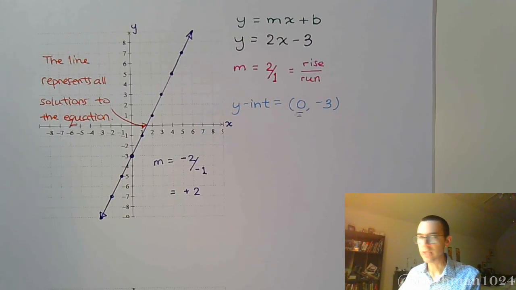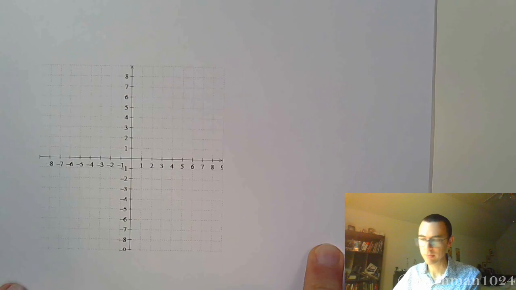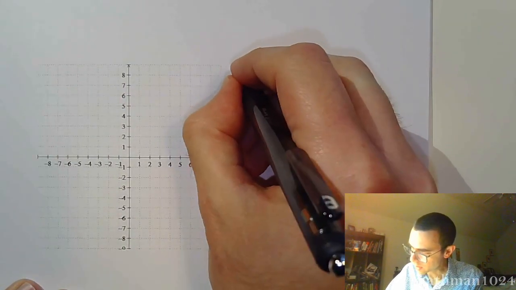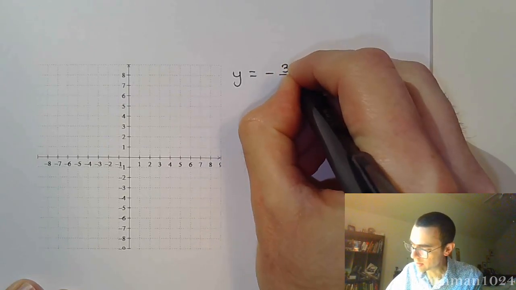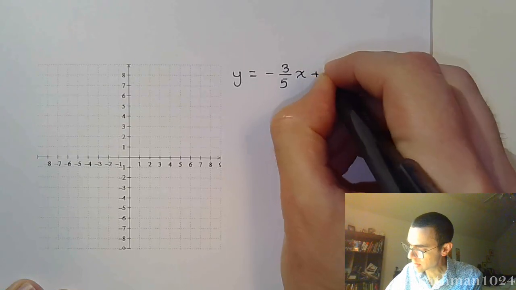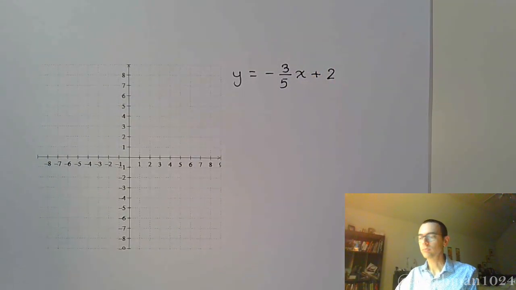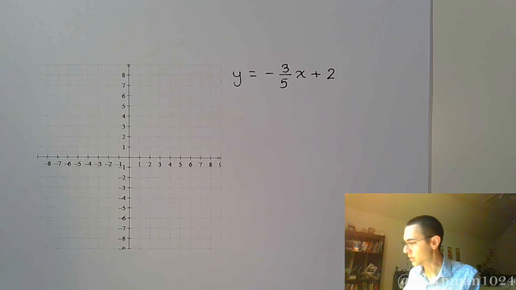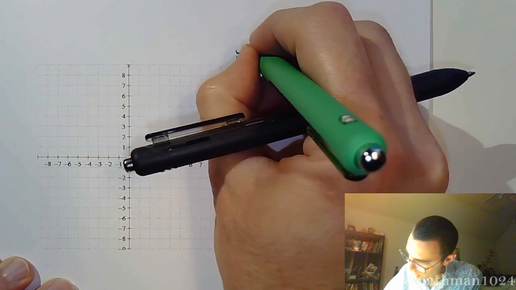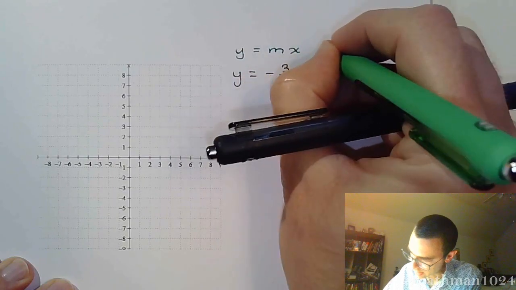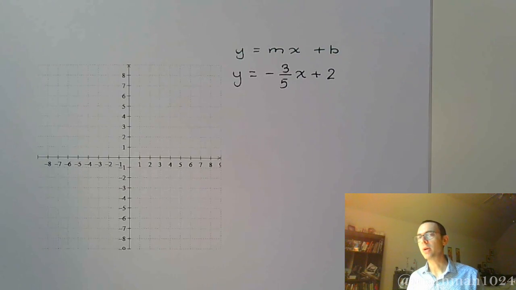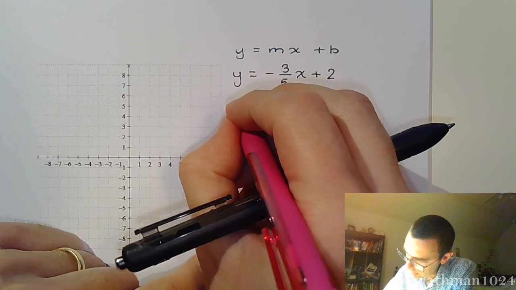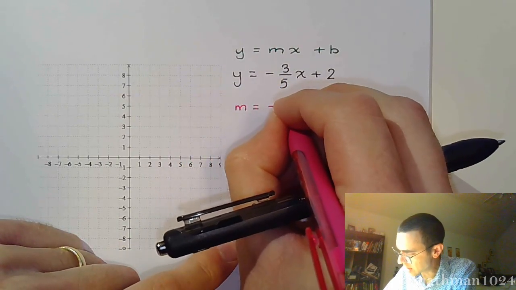All right, so let's try another. So if I look at y is equal to negative 3/5 x plus 2. Please note again that this equation is already in slope-intercept form. And the reason we know it's in slope-intercept form is because we already have y by itself. And since y is by itself, we can identify the slope. So the slope is negative 3/5.